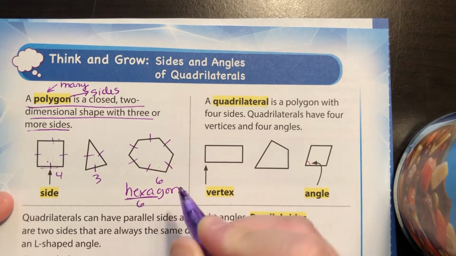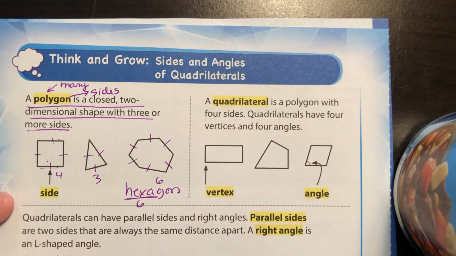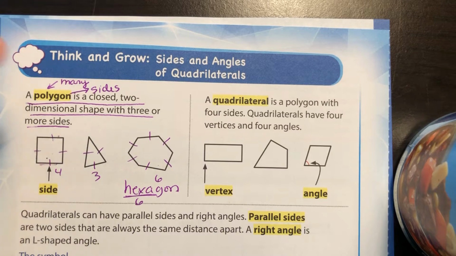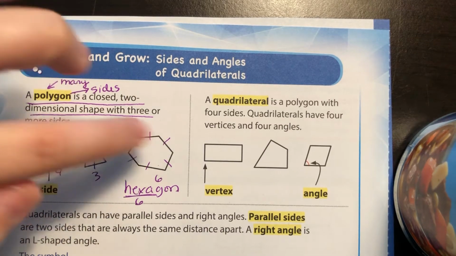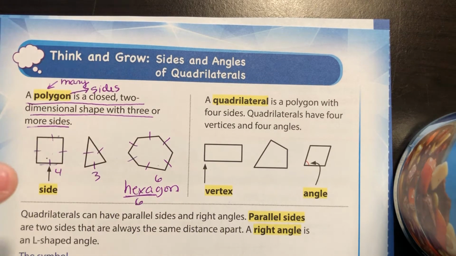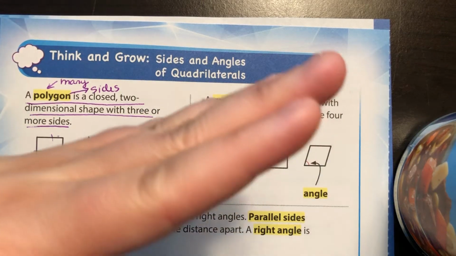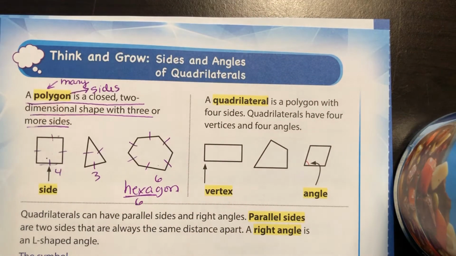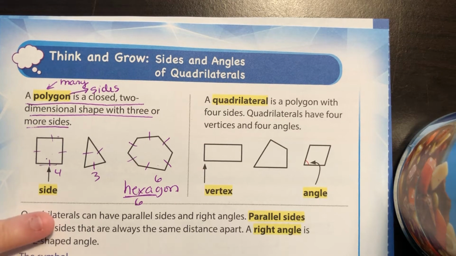Hexa means 6, so it literally means 6 sides, since gon means side. Okay, so these are all polygons. They're closed. There are no openings in any corner. All the sides are straight, because a polygon cannot have any curves. Everything has to be a straight side.